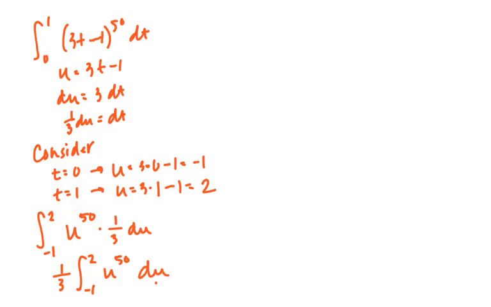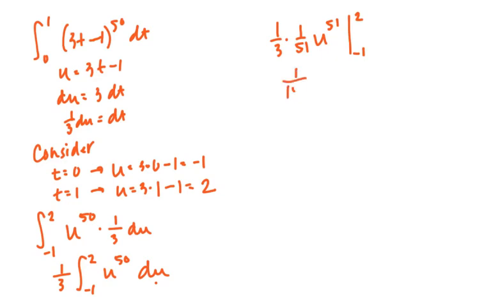You integrate this, and we have 1/3 times, now the integration is u to the 51st, so it's 1 over 51 from -1 to 2. Now those bounds don't match the original bounds in the problem, so we know we did them in terms of u.